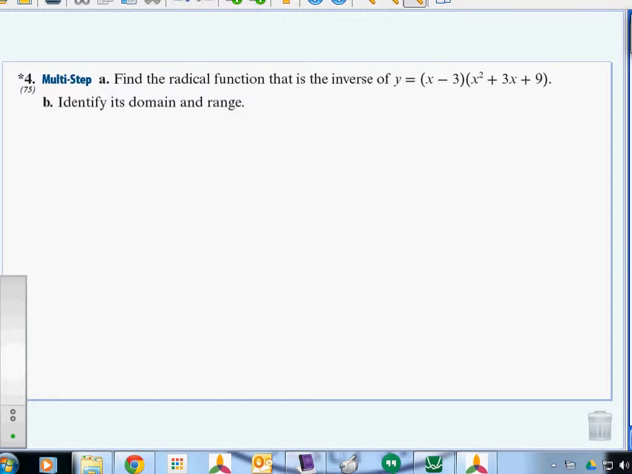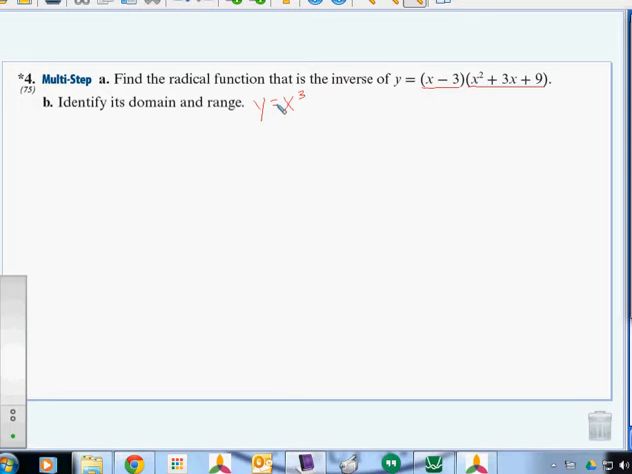Okay, so number 4 is asking us to find the radical function that is the inverse of y equals. Remember that when we are finding inverse functions, we need to switch up the x's and the y's. So in order to make this a little bit easier, I think we're going to be best off by multiplying these together.